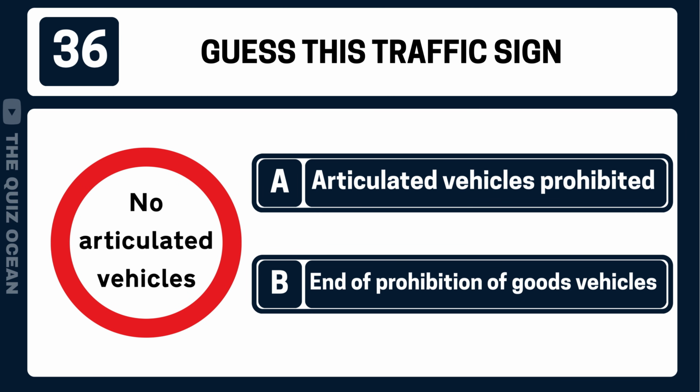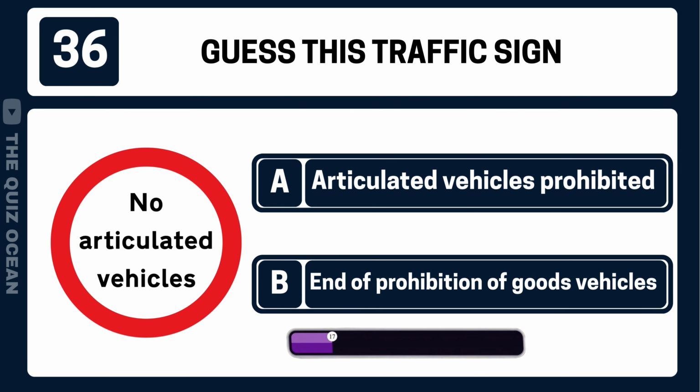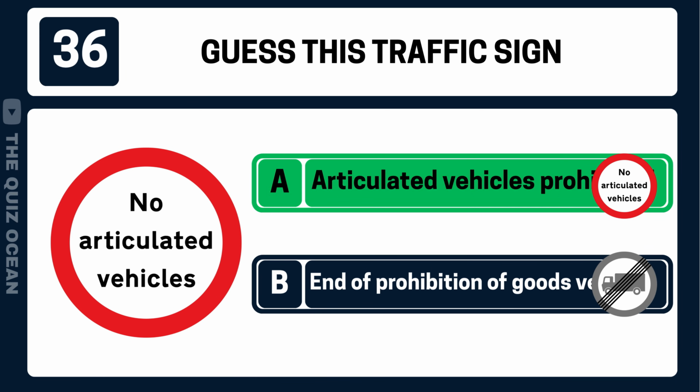Guess this traffic sign. A. Articulated vehicles prohibited. B. End of prohibition of goods vehicles. Correct. This sign prohibits articulated vehicles in the area.